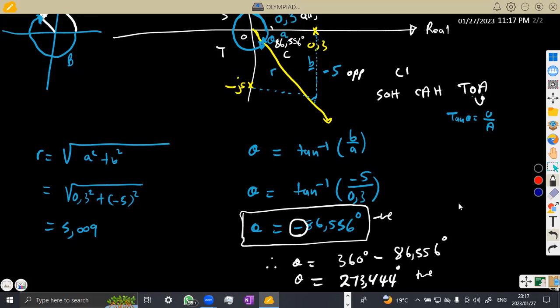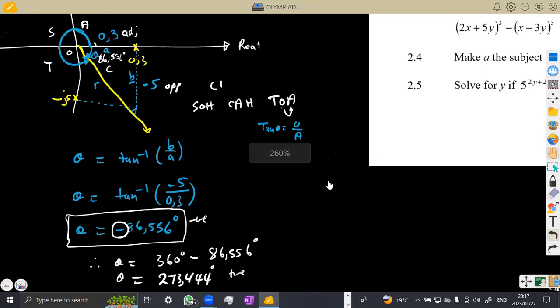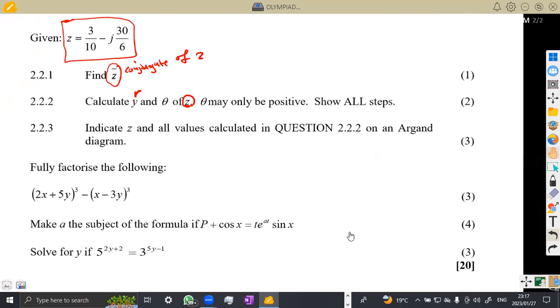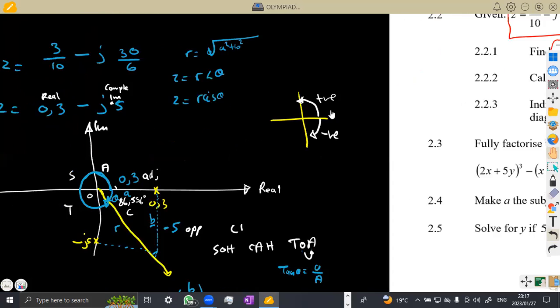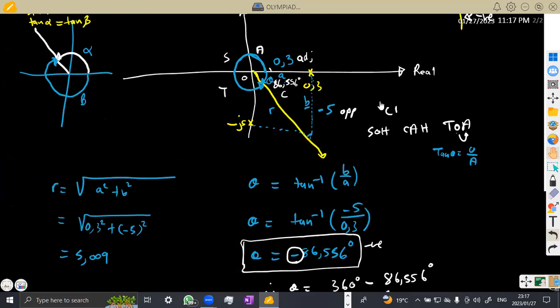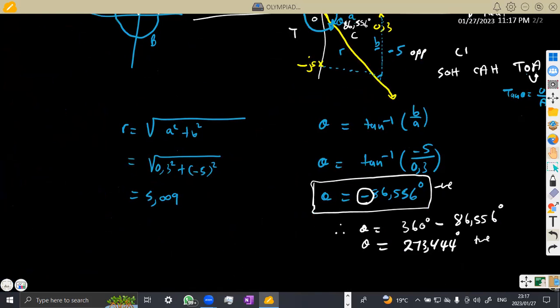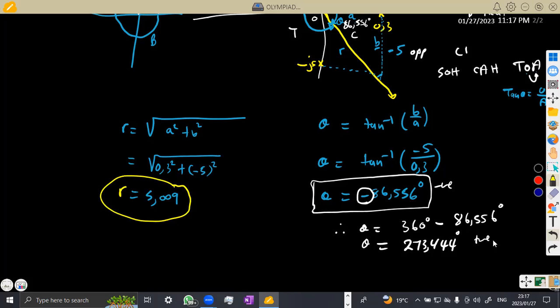Let's get back to the question before we talk about something else. The question was calculate y, r, and theta. We are calculating the value of r, and only the value of r, so it's not like you're going to write your answer in polar form. But if it was to be written in polar form, these are the answers you have. The value of r is equal to 5.099, and this value of theta is 273.444 degrees. These are the values that you are being asked to calculate.